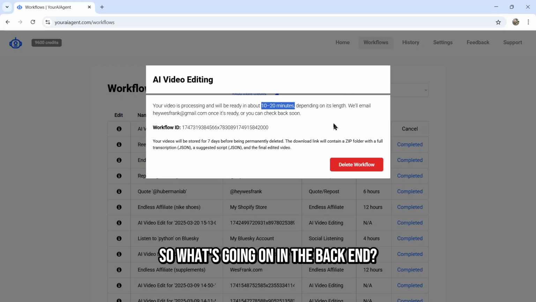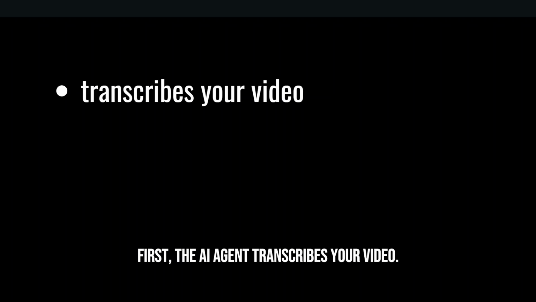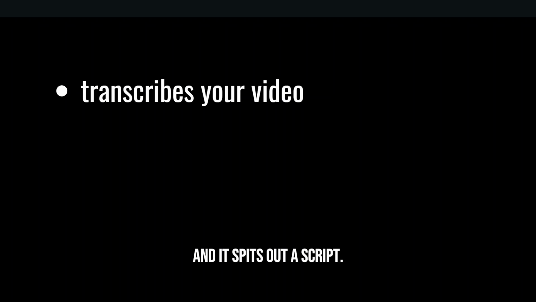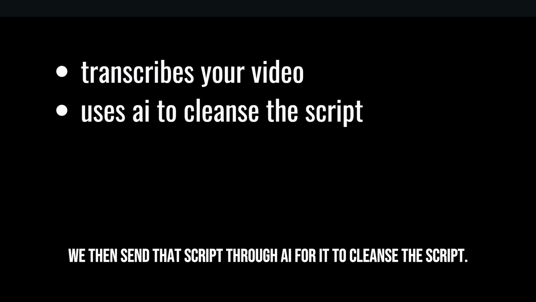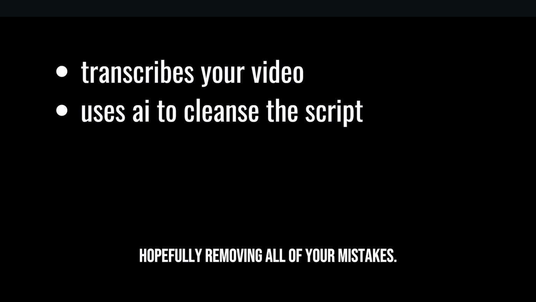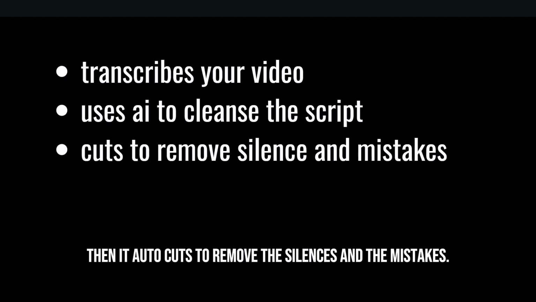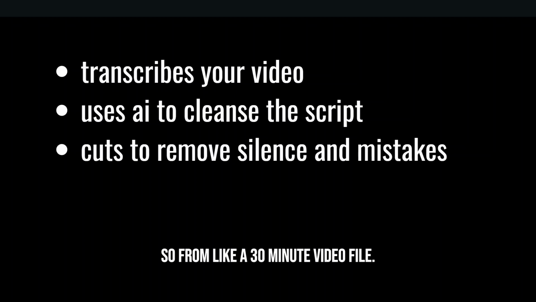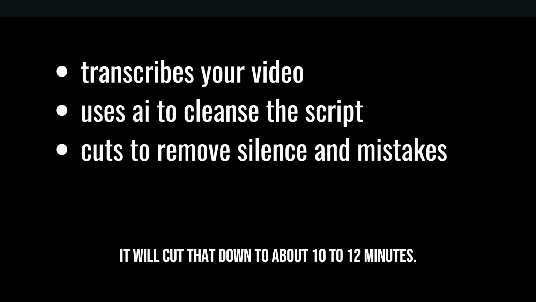All we need is the raw file. So what's going on in the back end? First, the AI agent transcribes your video. It takes all of your spoken word and spits out a script. We then send that script through AI for it to cleanse the script, hopefully removing all of your mistakes and all of your pointless babble. Then it auto cuts to remove the silences and the mistakes. So from like a 30-minute video file, it will cut that down to about 10 to 12 minutes.